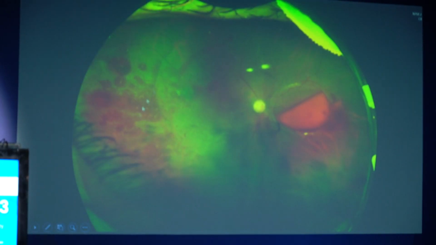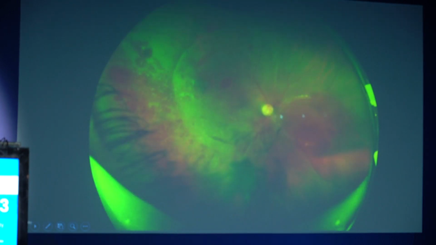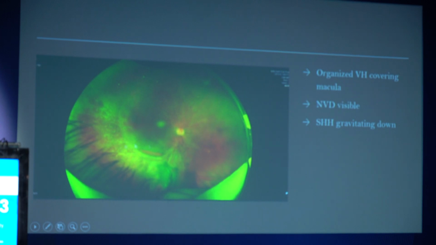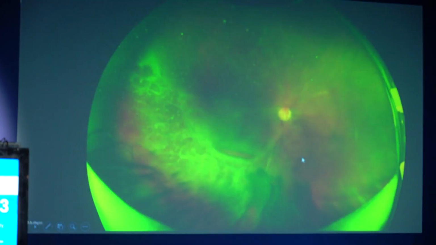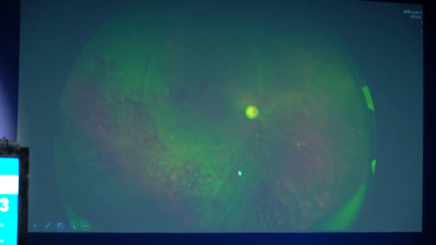Slowly the vitreous hemorrhage became more diffuse, and this nasal subhyaloid hemorrhage started settling down and trickling down, although this vitreous hemorrhage was looking like it is progressing. But it has broken through. So now at this point NVD is visible. So this was on the day of surgery. Post-surgery, we did find intraoperatively that there were multi-vessel or multi-vein occlusions, and this is the post-op picture.